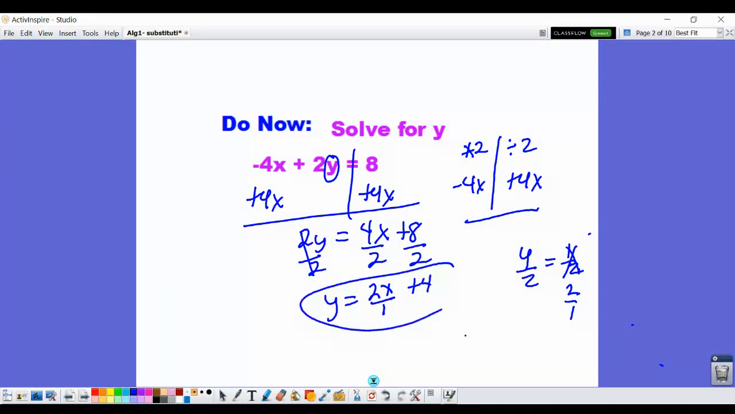So the key to solving systems by substitution is what we just did here, solving for x or solving for y. And it doesn't make any difference which one we solve for. We just have to solve for one of them.